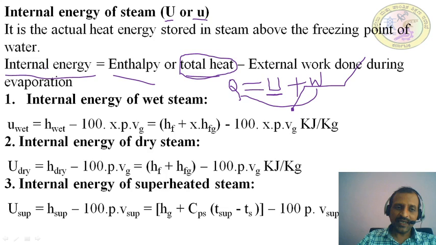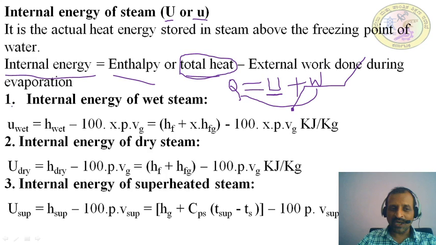As I said, you have to apply this internal energy formula for all three steams: wet steam, dry steam, and superheated steam. So first we will calculate the internal energy of the wet steam.